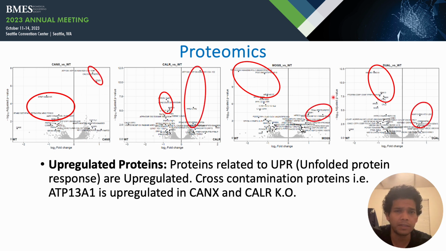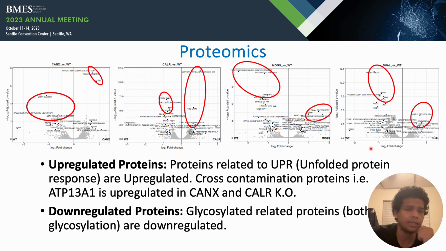And when we analyzed the downregulated proteins, we found that some of the glycosylation-related proteins, both N-glycosylated proteins and O-glycosylated proteins, are downregulated. So this substantiates the point that Calnexin and Calreticulin play a role in N-linked glycosylation and also protein folding. And when the proteins are not able to acquire their native structure, they will be diverted to the ERAD pathway, that is endoplasmic reticulum associated degradation.